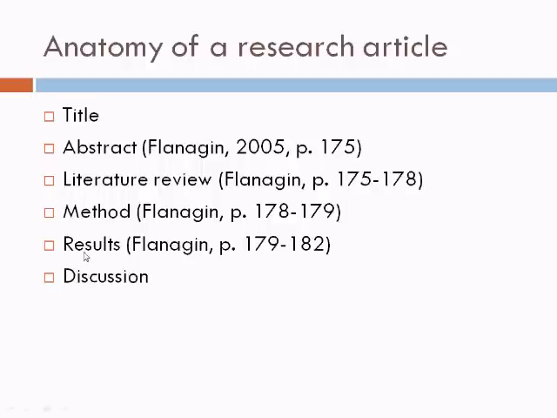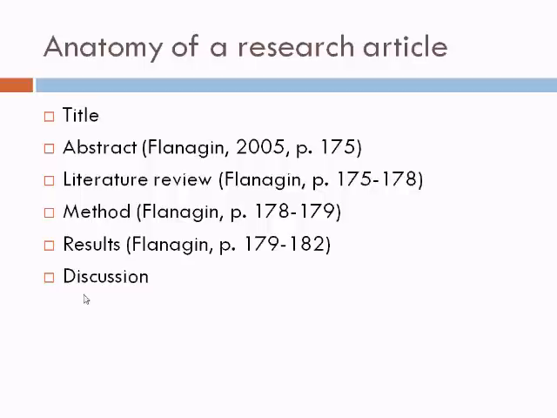And the results. The results, like I said, oftentimes contain statistical information, but not always. This is a typical structure of a quantitative research article, like the Flanagan article that you have in front of you. But not every article follows this structure.